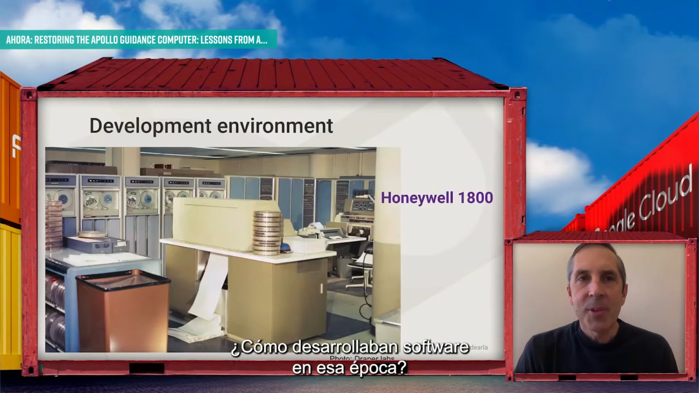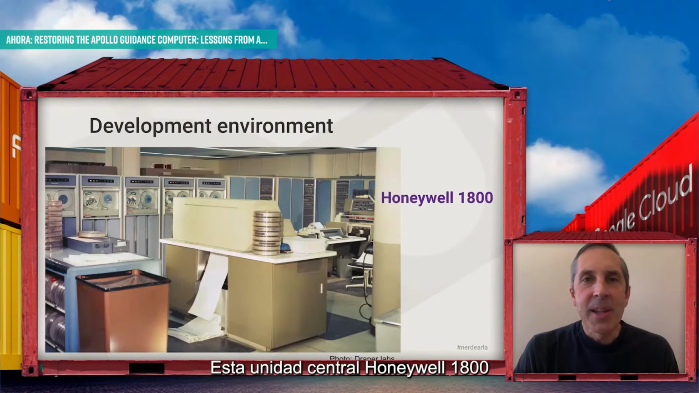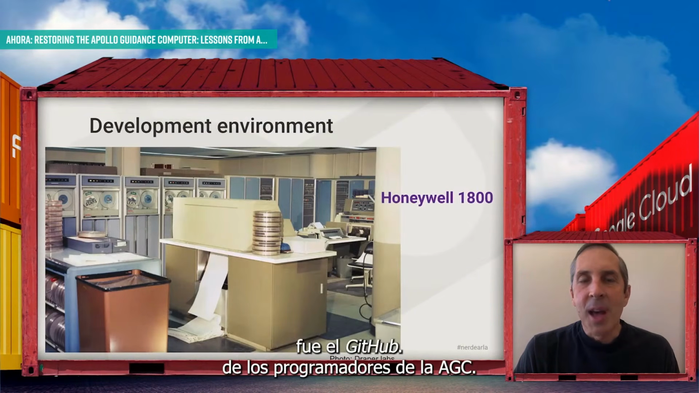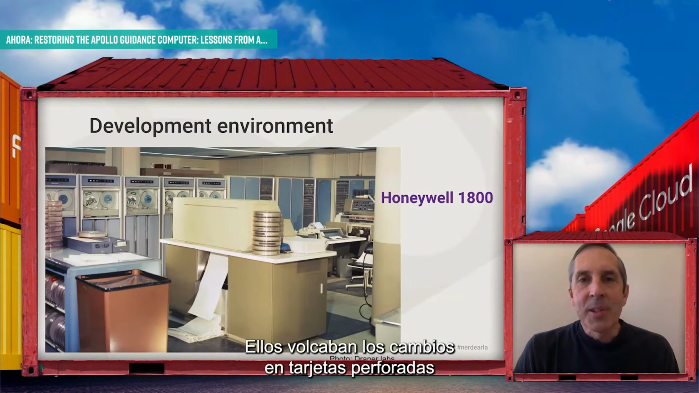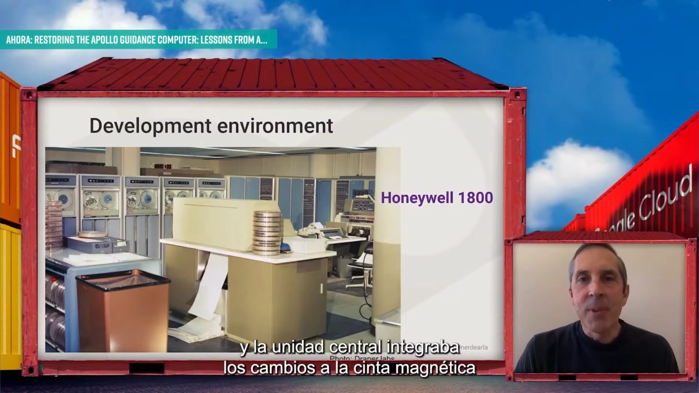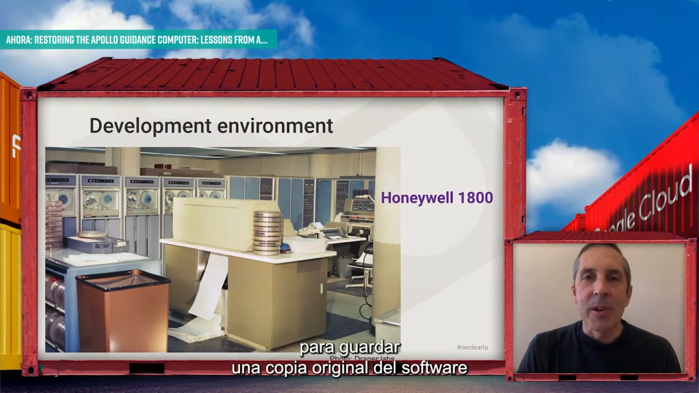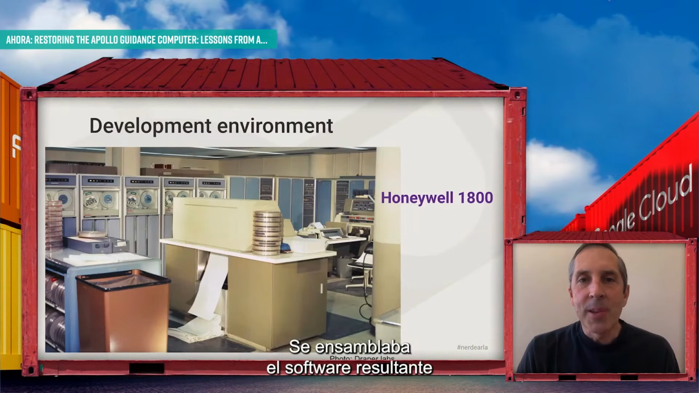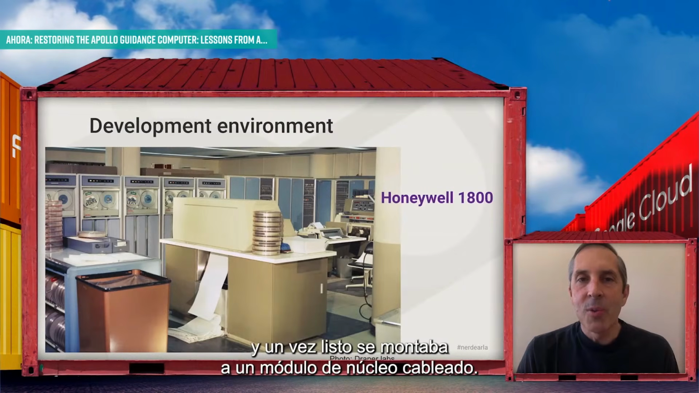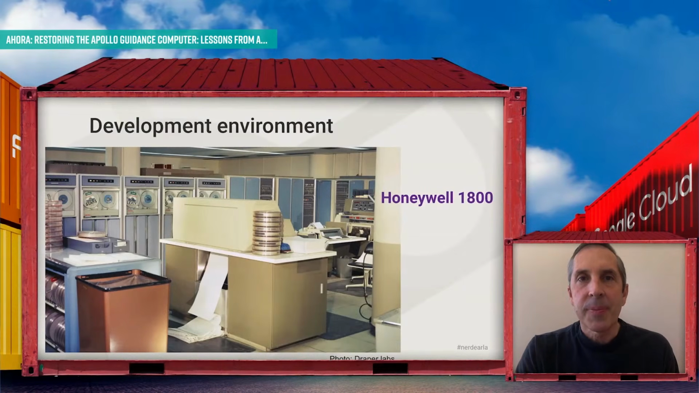Now, how did they develop software back then? This Honeywell 1800 mainframe was the AGC programmer's equivalent of GitHub. Programmers would submit changes on punch cards, then the mainframe would integrate the changes onto magnetic tape to keep a master copy of the software while tracking who made each change. The resulting software was assembled, and then it would be manufactured into a core rope module when it was ready.